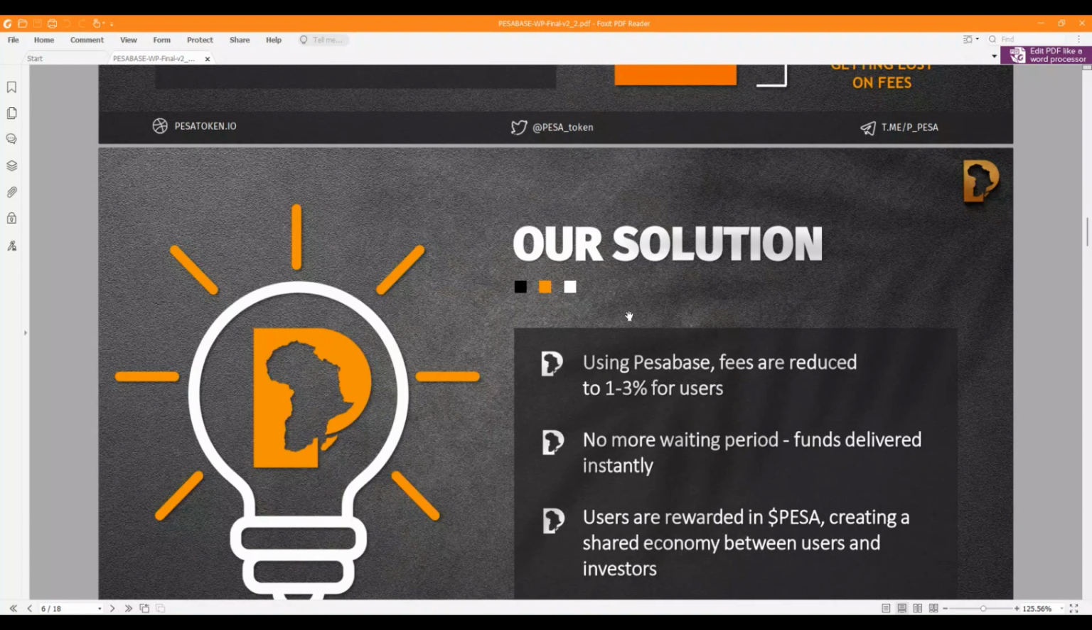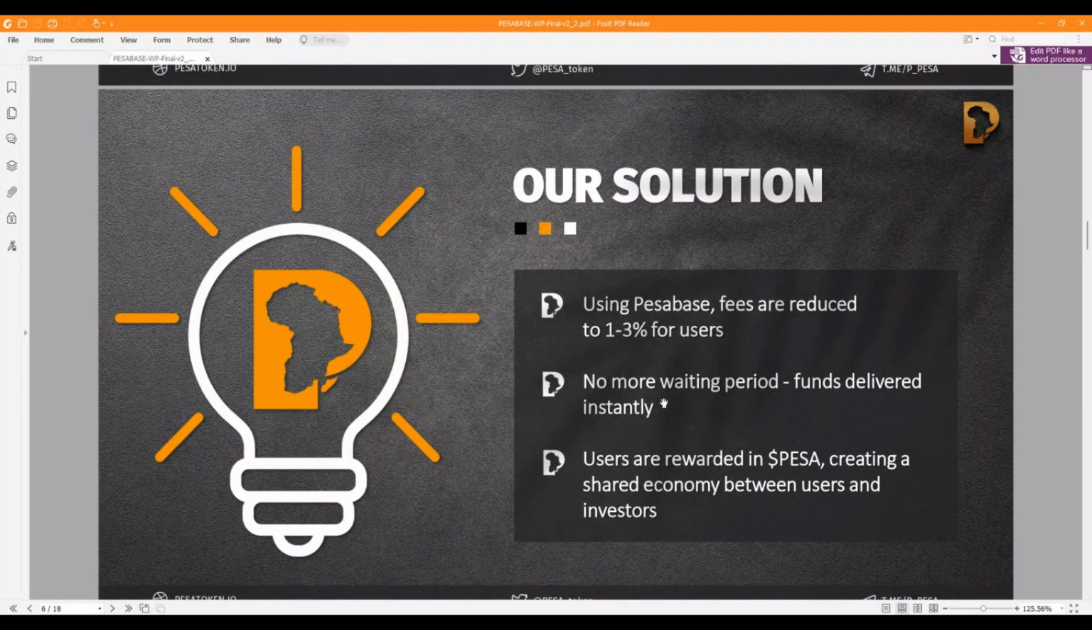So what is their solution? Now, using Pesabase, fees are reduced to 1 to 3% for users. Okay, no more waiting period, funds delivered instantly. By now you understand how cryptocurrency remittance happens. It's instant. And as much as you might have to wait like 5-10 minutes, it's much better as compared to someone doing Swift transfer or doing RTGS, whereby you have to wait for 2-3 working days. And remember, with crypto, you can do these transactions any time of the day. Doesn't matter whether it's at the night or during early morning, you know.